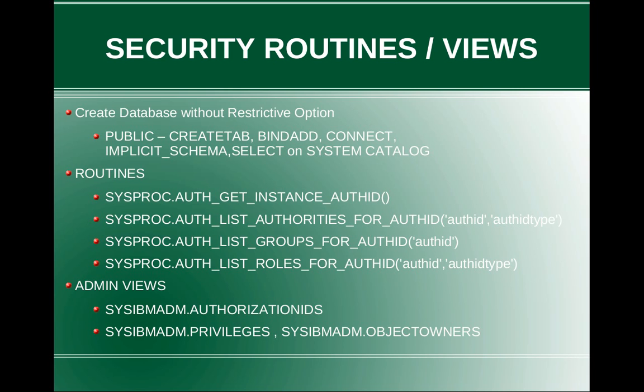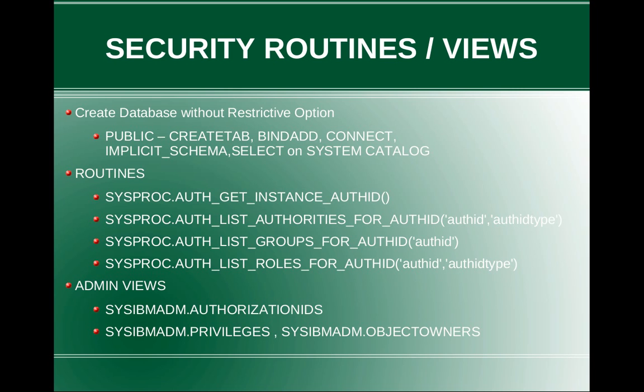The routines that we are going to talk about are, first, SYSPROC.AUTH_GET_INSTANCE_AUTHID. This particular routine is useful for getting who the instance owner is. And AUTH_LIST_AUTHORITIES_FOR_AUTHID is one routine that is going to list all the authorities that are held for an authentication ID. It will take two arguments: auth id and auth type.